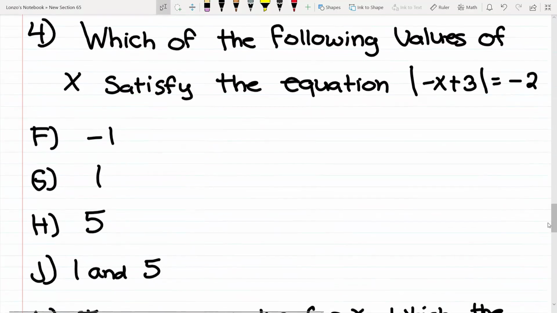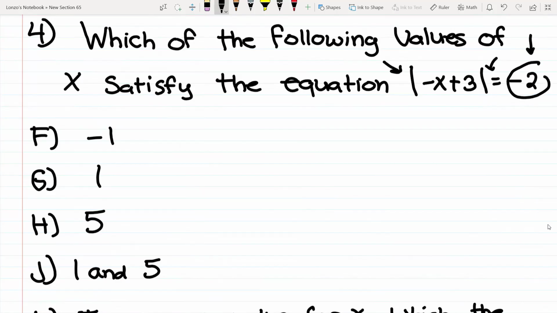So what I got to do is create two equations. Before that, I got to check if there's anything near the absolute value. There's nothing. Then I got to check if this number is positive. No, it's not. It's negative. The minute this becomes a negative value, you can automatically say it's no solution. So if there's nothing near the absolute value, and this number is negative, it's going to be no solution.